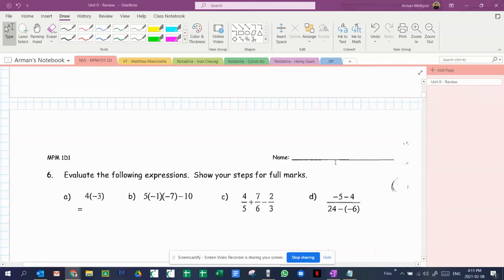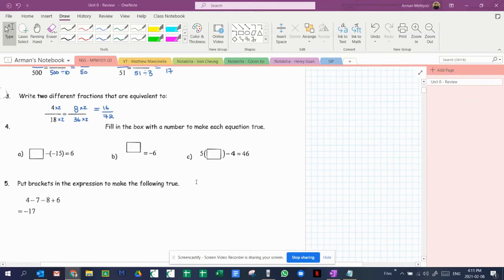All right, guys, let's do some problems together. I think my OneNote is glitching. All right, there we go.